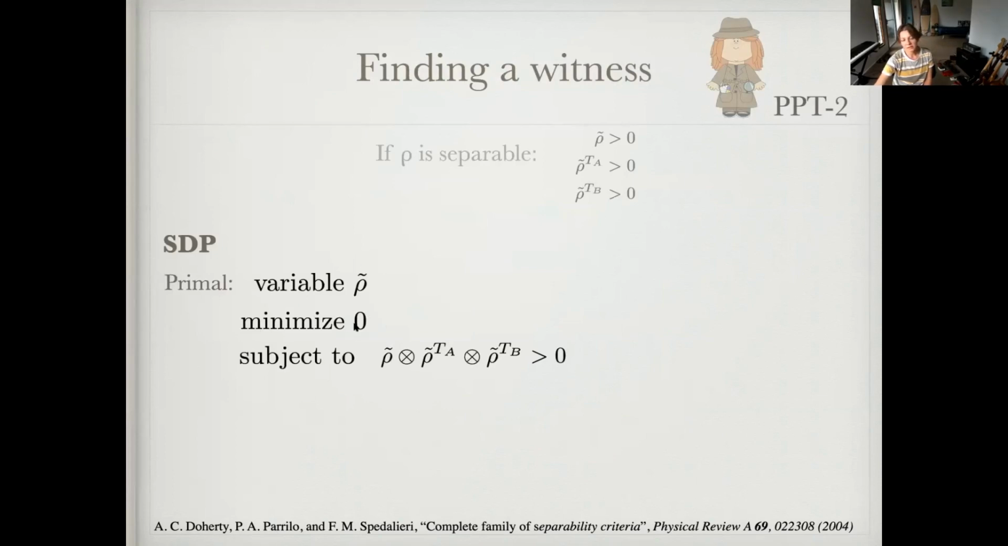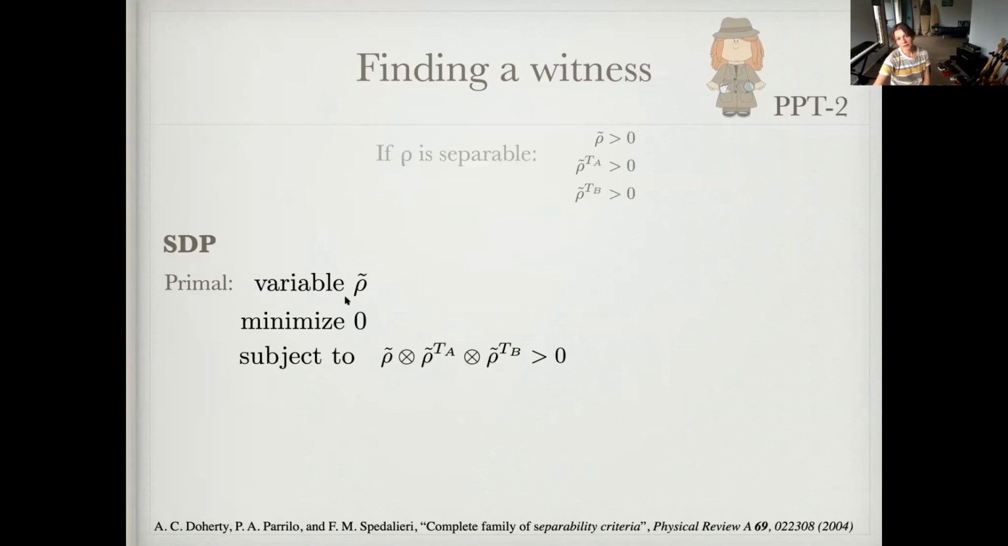And this is helping you to find a witness because then you write the SDP and you say, so here you don't minimize anything at the moment. You don't want to find a witness. You just want to see if the state is entangled. So you write, find an extension of rho. So a variable is rho but it's also an extension, so it has this swap and trace properties, subject to this that is positive. So every one of these is positive.